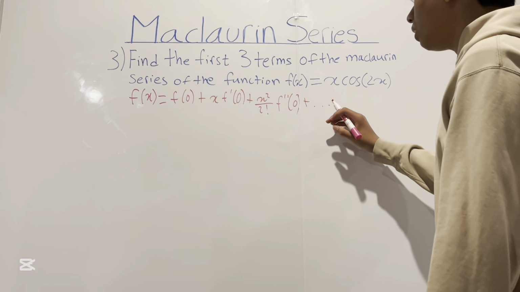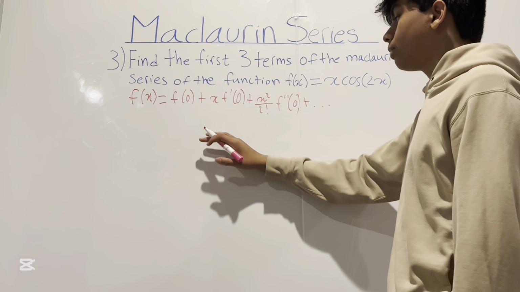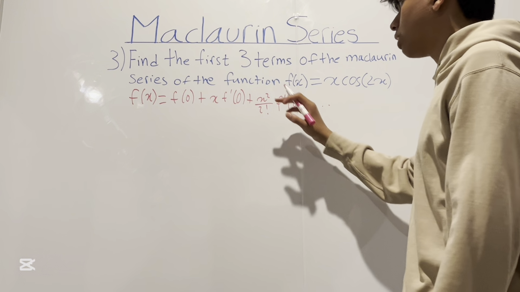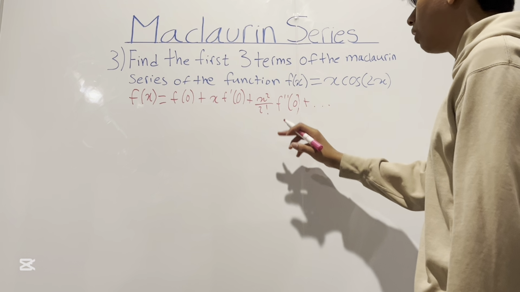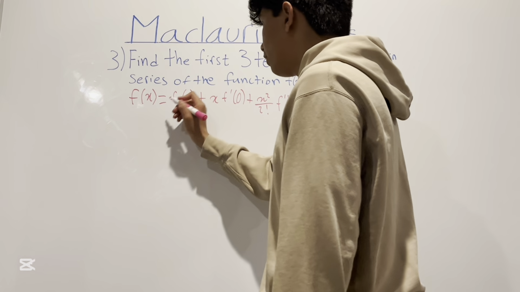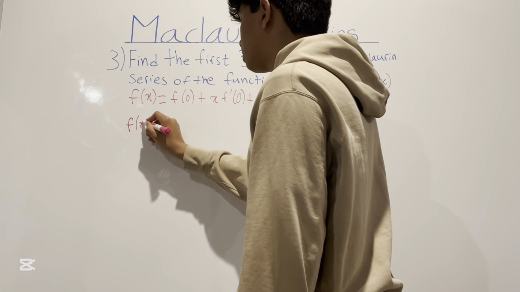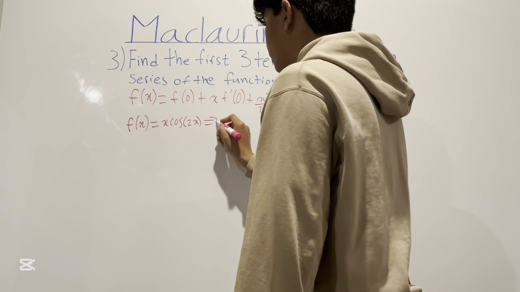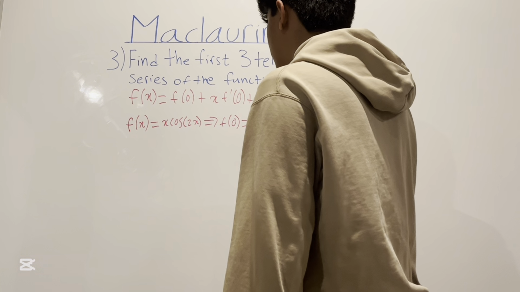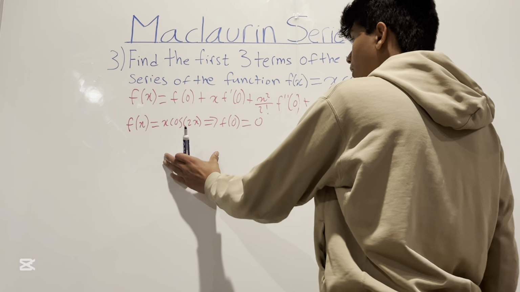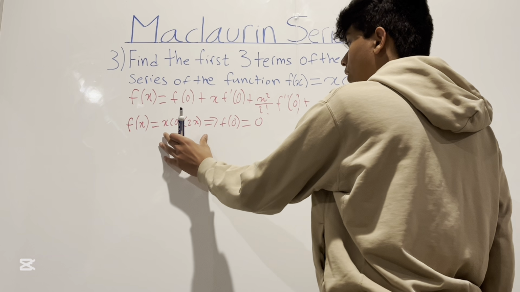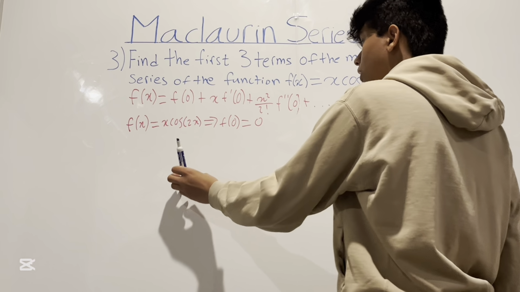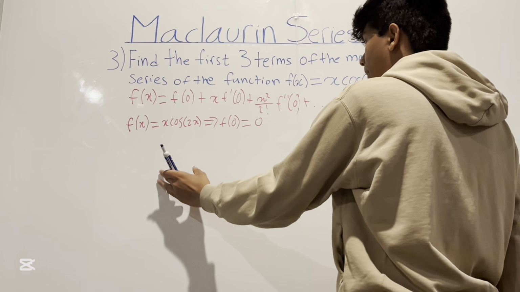For this problem, we're gonna have to do something different, but let's try the same approach we've been doing for problems 1 and 2, which is finding the derivative, and then the second derivative, and the third derivative, and so on. So first we need to find f of 0. f of x is x cosine of 2x, so f of 0 is 0. And the first derivative, now we're going to have to use product rule because we have one function multiplied by another function.